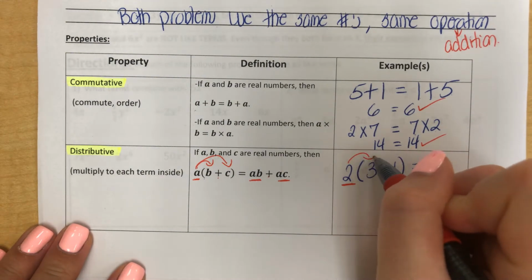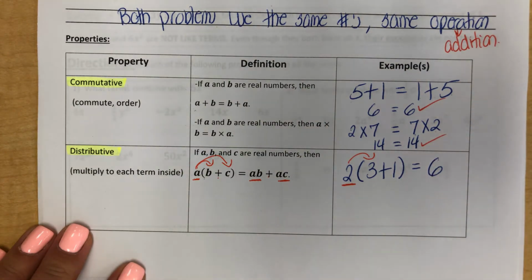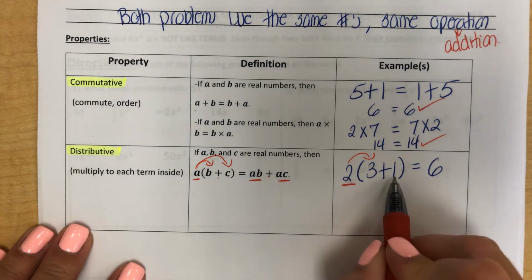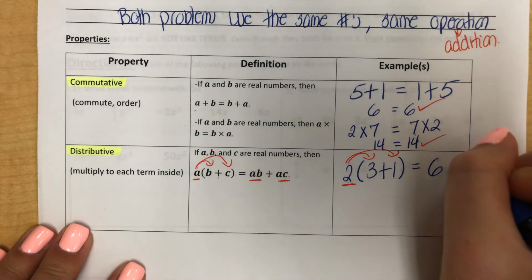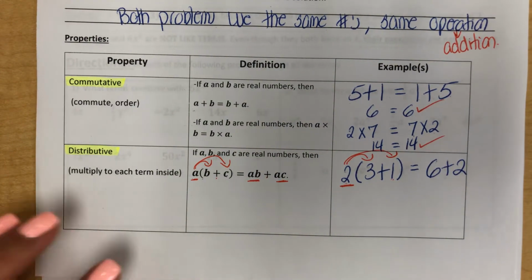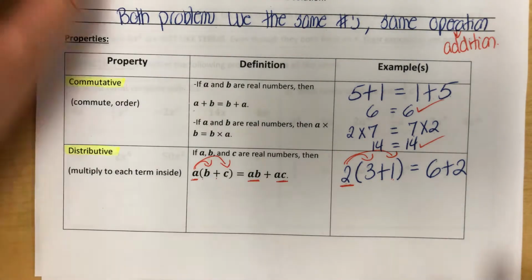So 2 times 3 is 6. And I know that 2 times a positive 1 is a positive 2. And that's how I would use the distributive property on a question like this. All right, moving on to the next page.